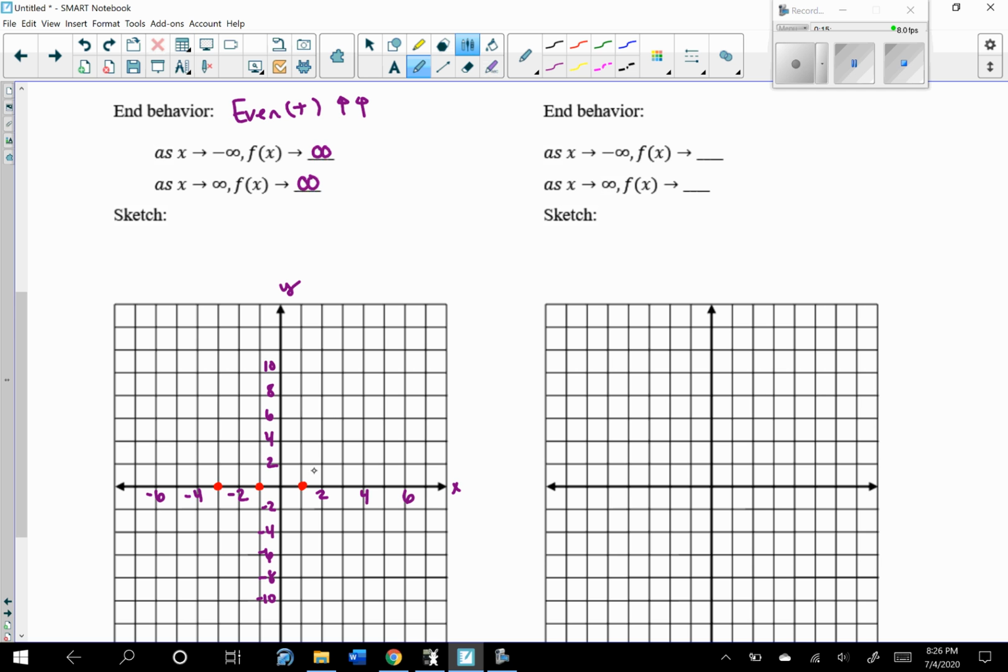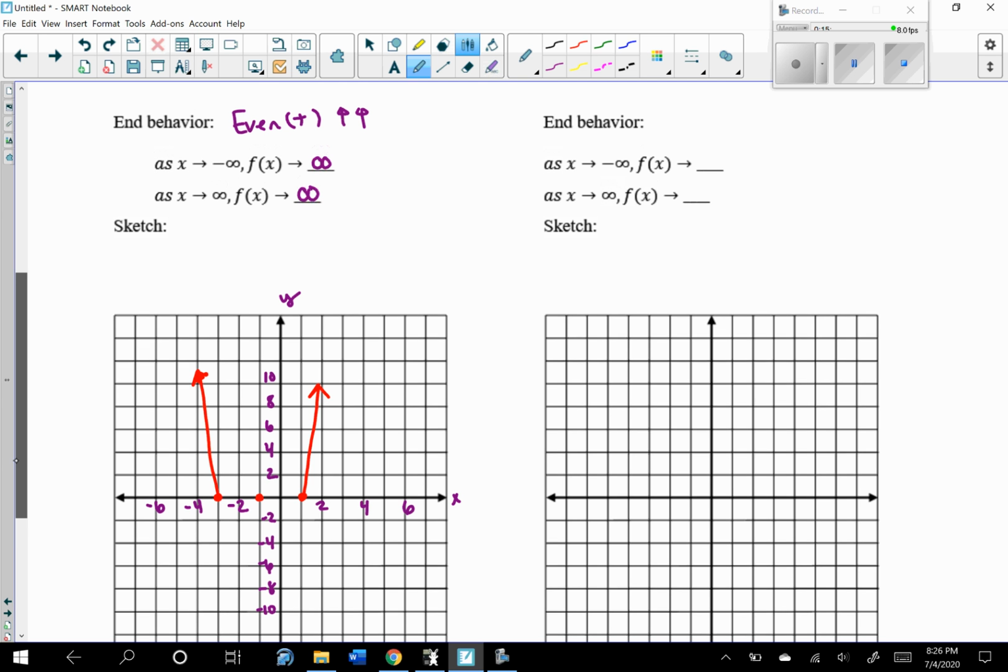So now we know the end behavior: both ends go up. So these are the ends of my graph from these roots. We know that this end has to go up and this end also has to go up. Then, for what's happening in the middle of the graph, we use our multiplicities to help us.